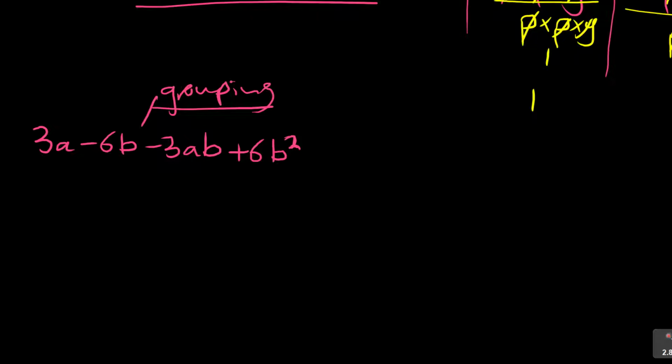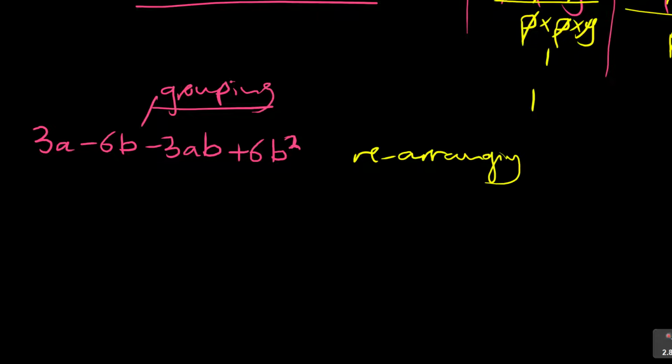So you look at the first 2 and ask yourself, is there anything common? And you look at the second 2 and ask yourself, is there anything common? So in the first 2, if you look at what is common is 3a minus 6b. You can see 3 and 6 is common, but don't focus on the numbers, focus on the letters. So there is nothing common between a and b, so you can actually do what is called rearranging.